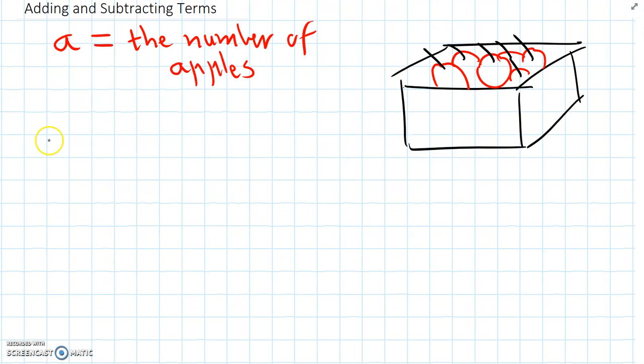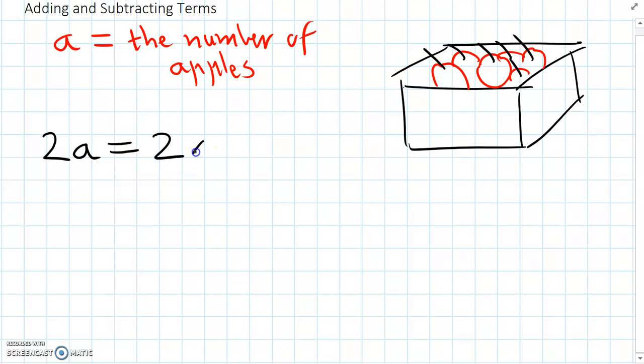Let's now make a term using our variable A. So let's say we have 2A as a term. And remember from earlier, we've learnt that a number in front of a pronumeral is called a coefficient, but it means multiply by. So 2A is the same as 2 times A, or in other words, 2 times the number of apples in a box. And if we had 4A, that's the same as 4 times A.